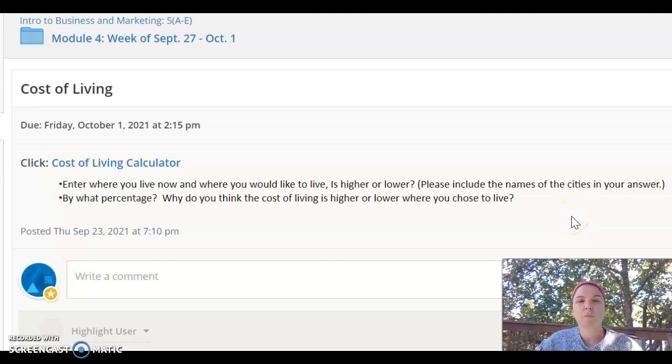Hi, everybody. Good morning. I just wanted to give you a little bit of a heads up on this cost of living calculator. It works really cool, but the students that are in live classes seem like they needed just a little bit of help.